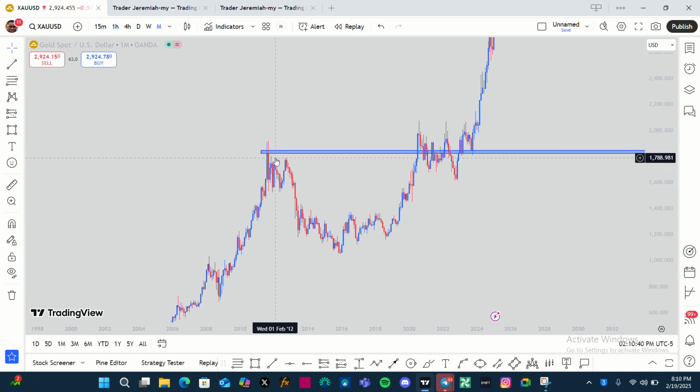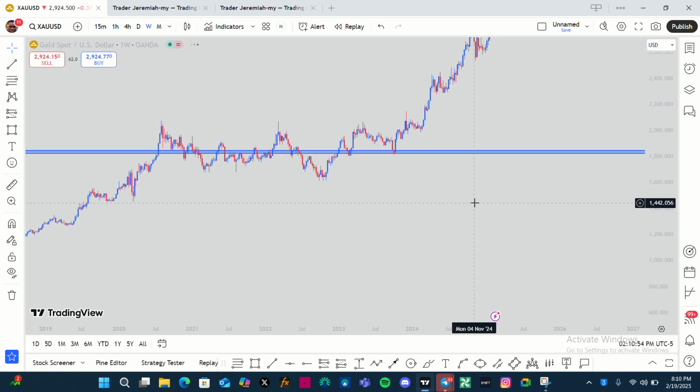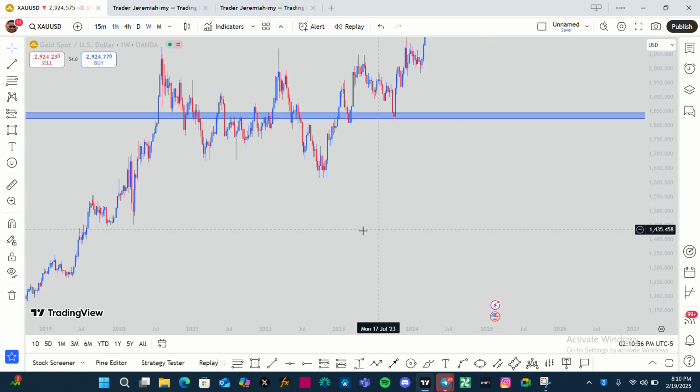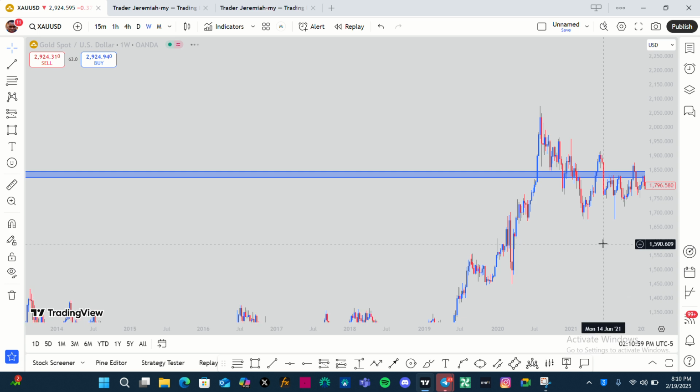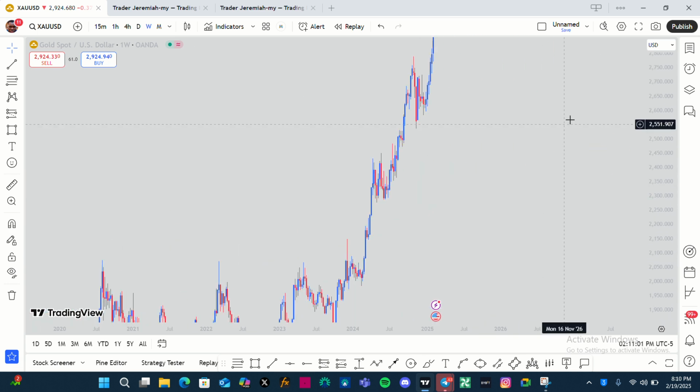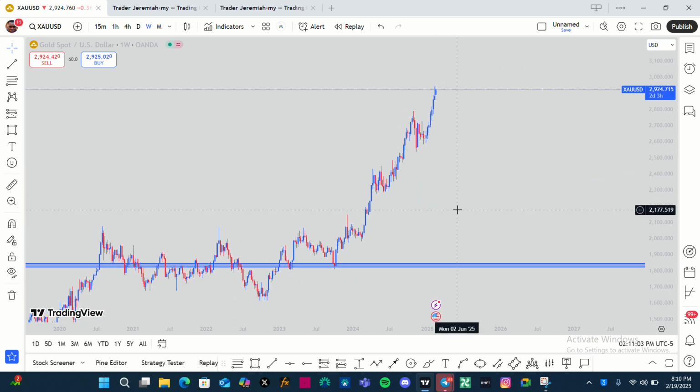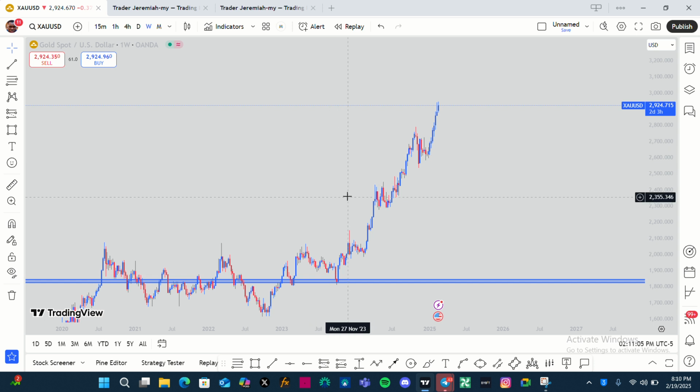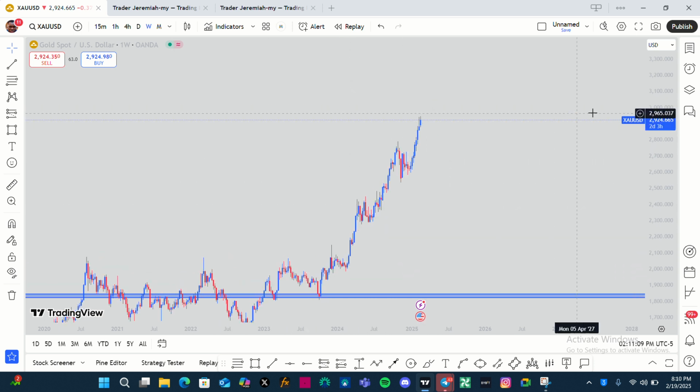The reason why I draw this level is because when price got here, it got rejected significantly, and it has a minimum of three touches. This is the first touch, this is the second, and this is the third one. Then I will scale down to the weekly time frame to see how to draw the other key levels. There are some minor levels here. All these levels are minor ones.